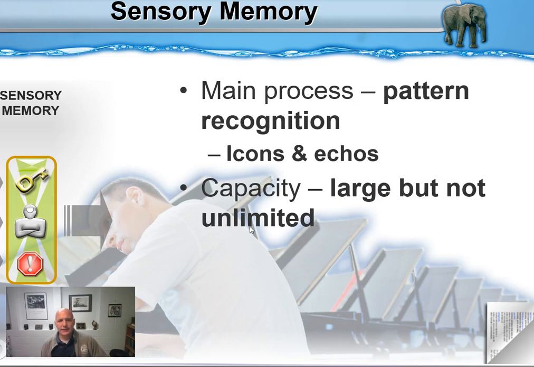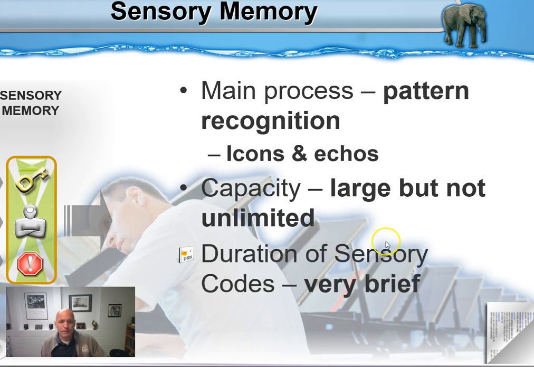So the capacity of your sensory memory is large, but it's not unlimited. You've heard of individuals with a photographic memory. You think of photographic memory as someone who basically takes a sensory memory and handles that differently than most people. Most of us weed out the majority of these icons and echoes.